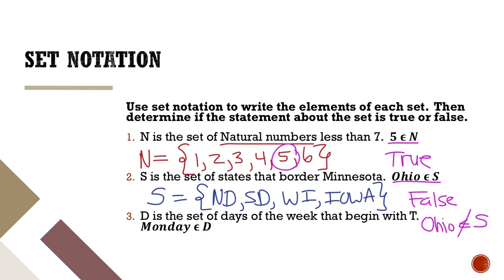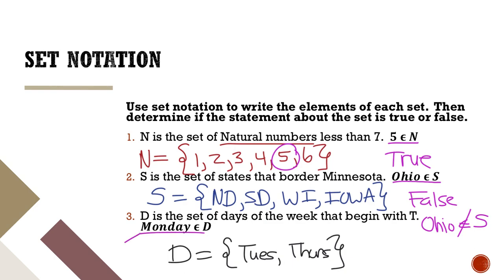The last one here is we're going to use D for the set of days, so we label it like that, is equal to the squiggly set. Days of the week that begin with T, which is Tuesday and Thursday. Those are the only two that start with a T, unless you're thinking about today and tomorrow, which you could write. But we're just saying those 7 days of the week. Is Monday part of that? Well, that is in fact false.